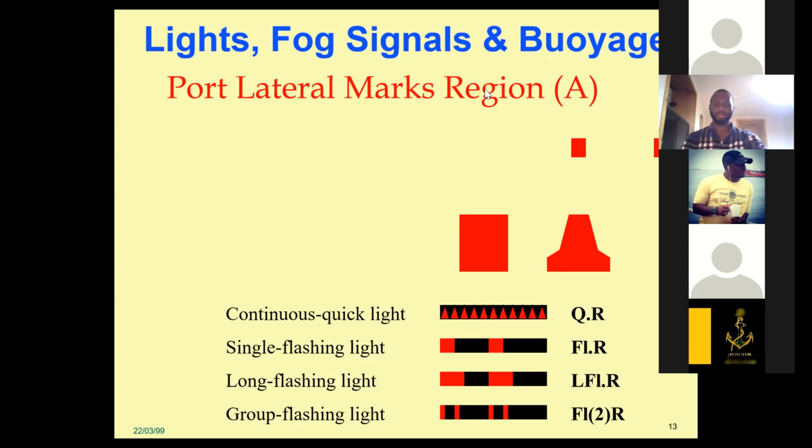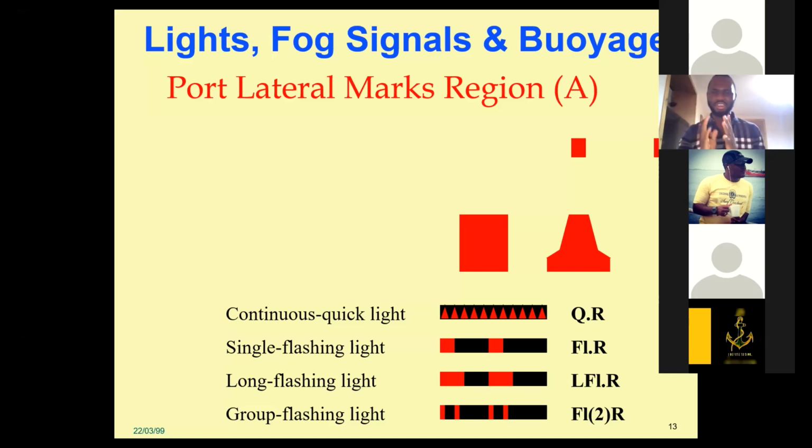Okay, top mark is cone, and this one is cylindrical. Can I ask you guys... Sorry, can you come again? I said the top mark shape. For region A, starboard side, we have the cone. But for region A, port side, the top mark that is different is spar. Or should I call it cylinder?